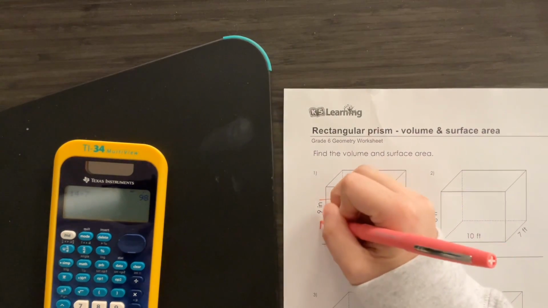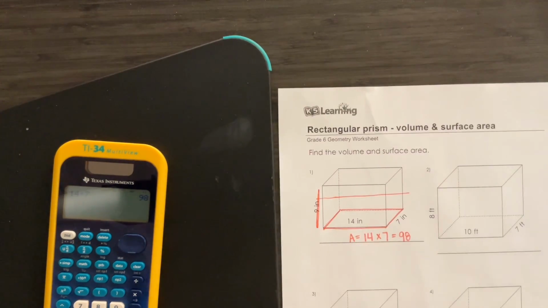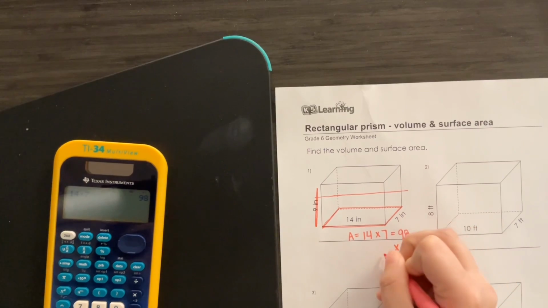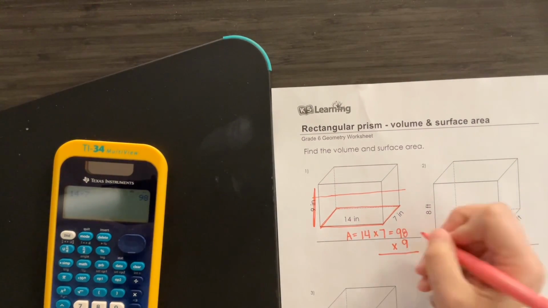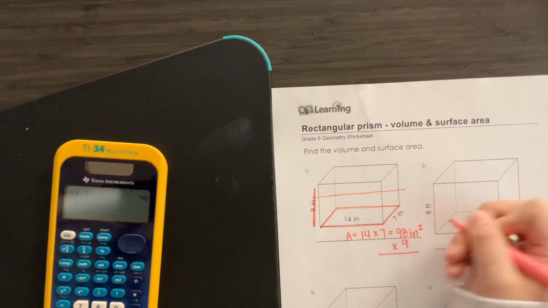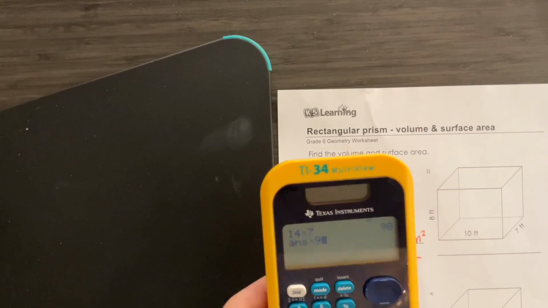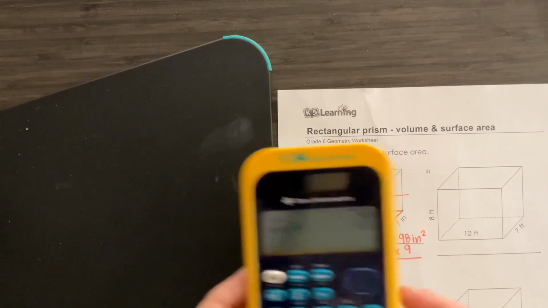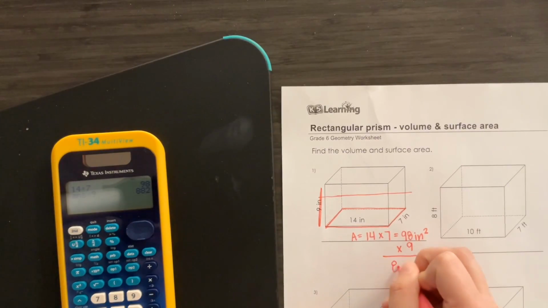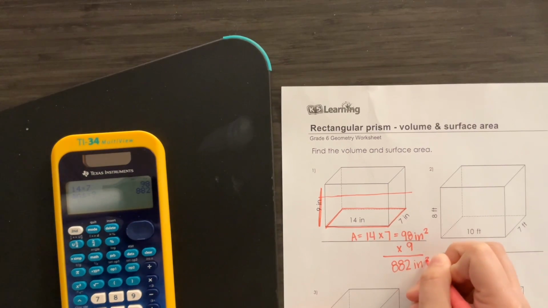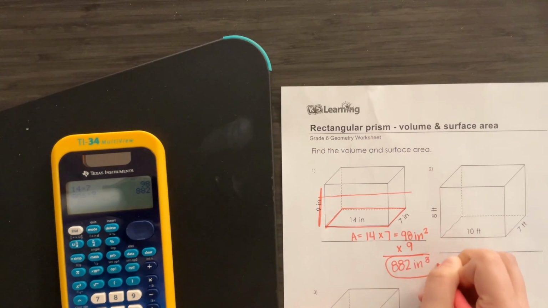I am missing this 9 inches up and down. So I'm going to take this 98 that I've already found and take it times 9. This will give me the volume. Forgot to label here. So I have 98 times 9, which would give me 882. So the volume of this rectangular prism is 882 inches cubed because it is a 3D object.